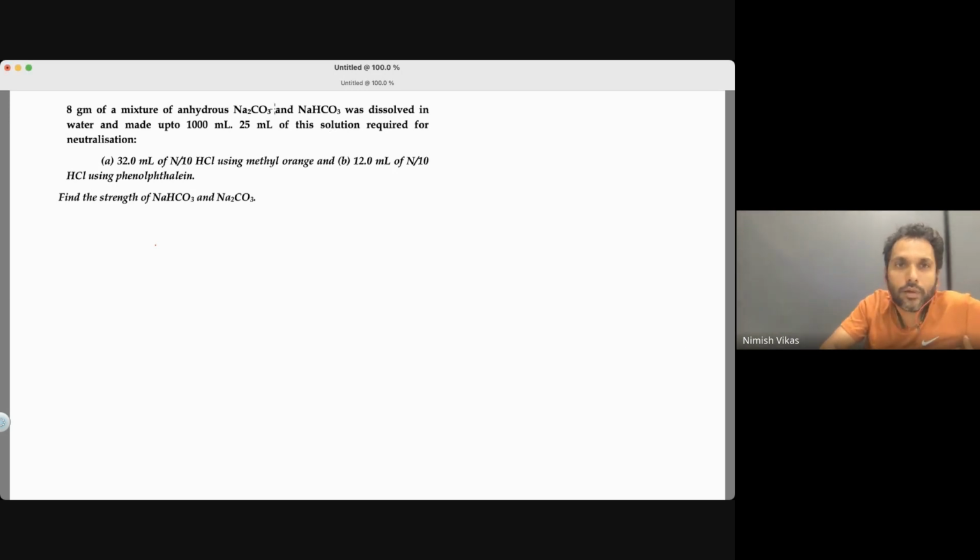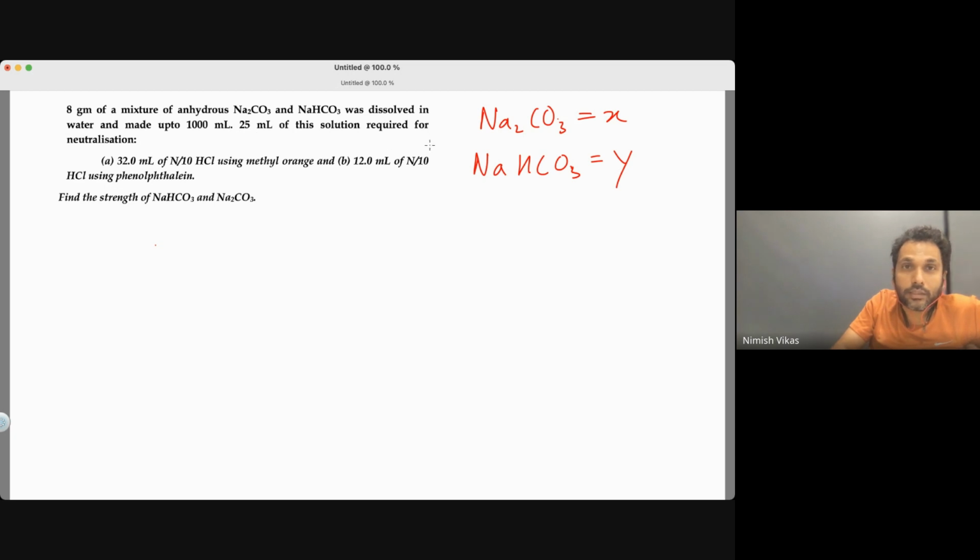So I'll just do it now. Suppose your Na2CO3 was X millimoles and NaHCO3 was Y millimoles, dissolved in so much. 25 ml of this solution is taken, so you have to do that little bit of unitary method later on. I'm saying X and Y in this 25 ml. So in 100 ml, how much it will be? In 1000 ml, how much it will be? 40 times this. 40X and 40Y.